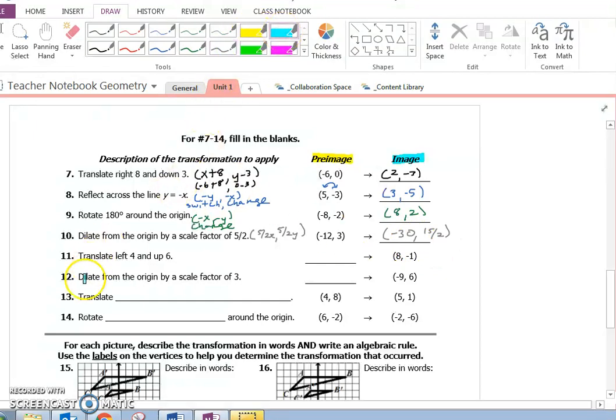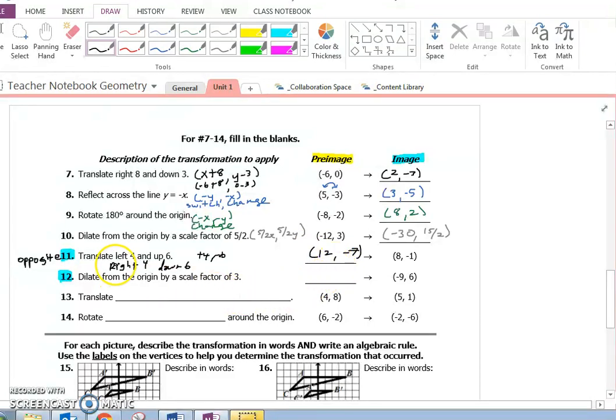Now 11 and 12 are important because you'll notice they give you the image and they ask for the pre-image. So on these two, you need to do the opposite, right? You're going backwards. So anytime it talks about going from the image to the pre-image, you need to go backwards. So really, instead of going left 4 and up 6, you're going the opposite. So it's going to be right 4 and down 6. That's what you're going to apply to your point. So you're going to go right 4, so this is plus 4 and minus 6. So it's going to be 12, negative 7.